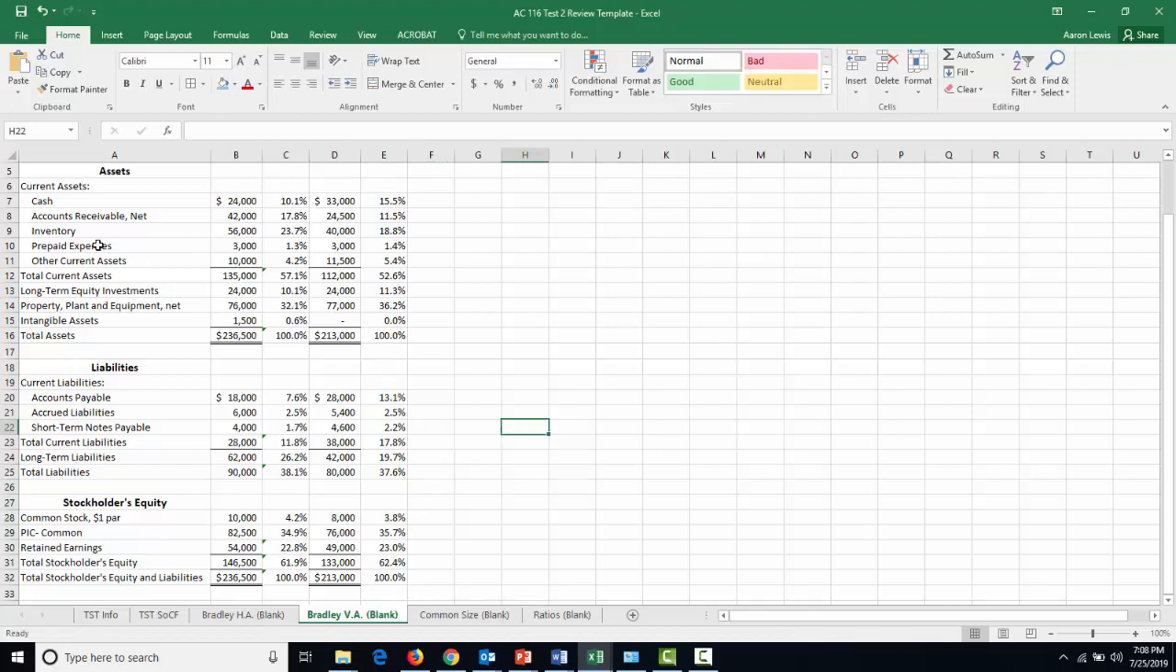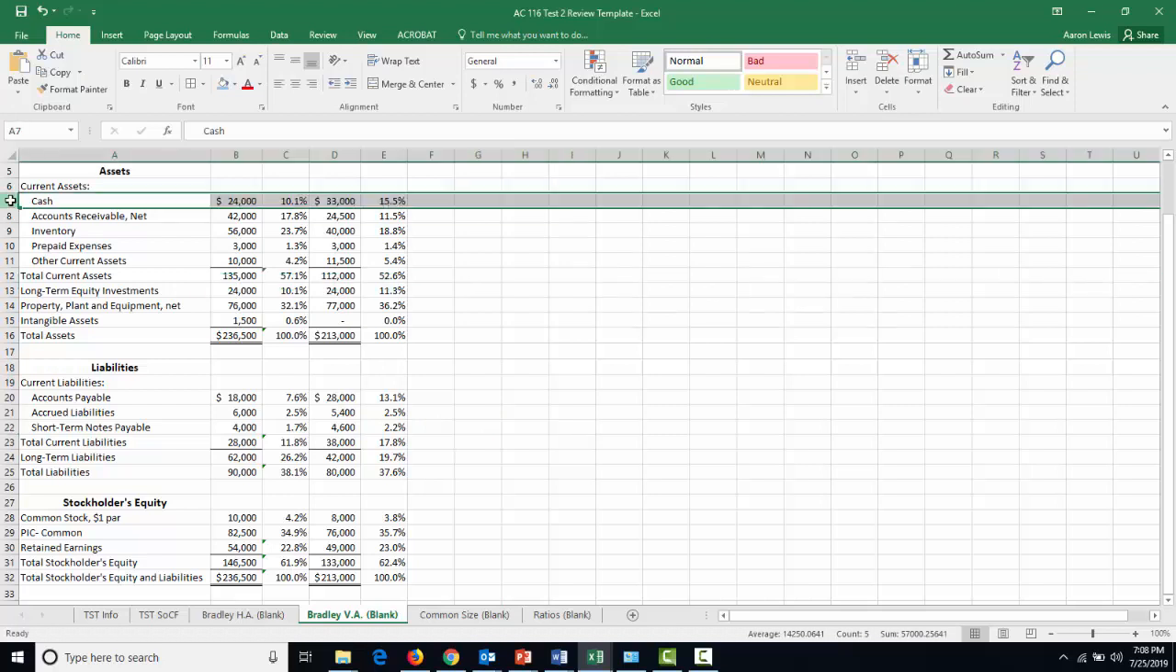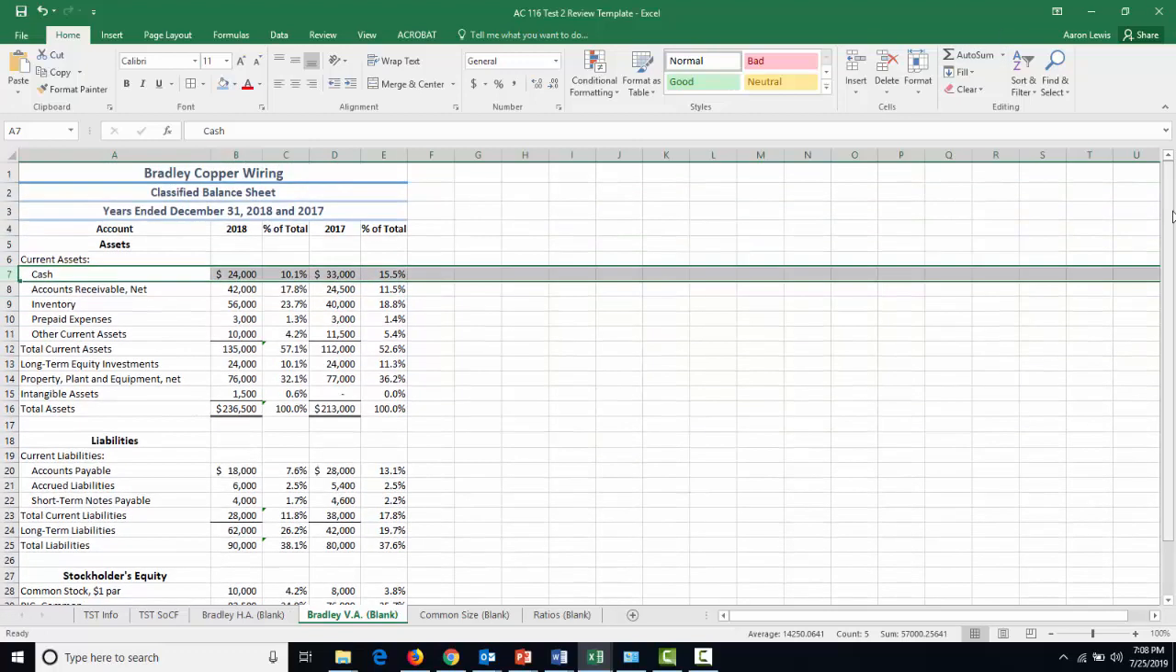Let's start up here on the cash line. We can see up here that in the cash line, cash was 15.5% of our assets in the prior year. It's down to 10.1% this year. So our company has become more cash light, which could be a problem if we have an emergency expenditure. We just don't have the free cash on hand to be able to repair a machine or make a purchase that we need to make.